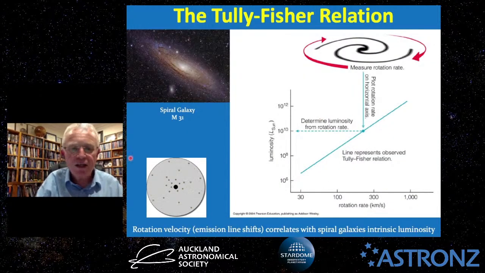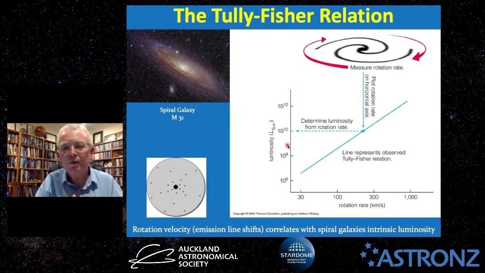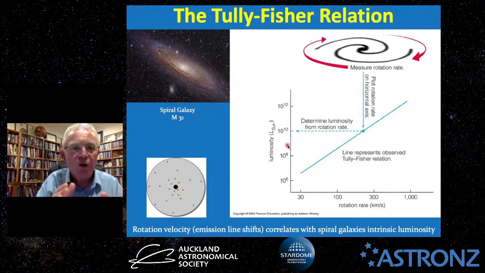Here's the rotation rate, here's all the stars going around, so they can determine the rate at which they go around with spectroscopy. And once they work out the rotation rate, they're able to look it up on a graph with a formula, from the previous tests, and tell you how bright that spiral galaxy really is. Its absolute brightness. Compare that with your observed brightness, use your formula, you can tell the distance to it.